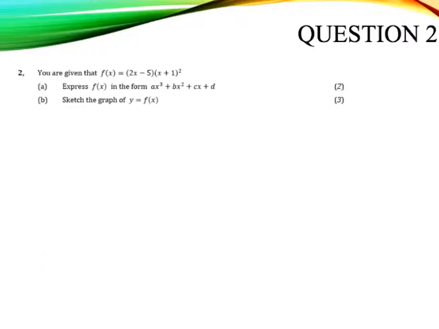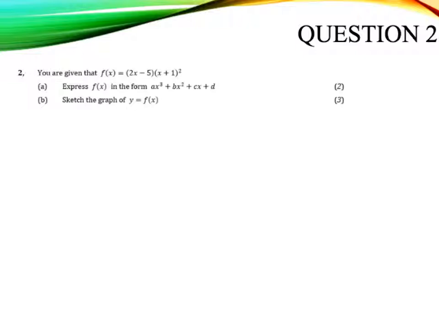Okay, in question 2 then you're asked to do the following things. It says you're given that f of x is equal to 2x minus 5 and x plus 1 squared. First of all, we're asked to express f of x in the form ax cubed plus bx squared plus cx plus d. So some sort of cubic function. In order to do that, we're going to have to expand our brackets out. Part B asks us to sketch the graph.